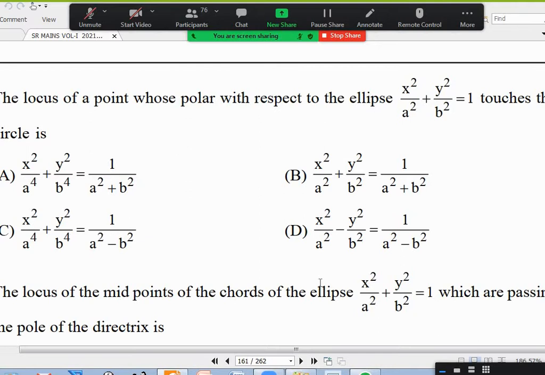Sir, we will take the point as x1, y1 and find the polar, sir. For this to be tangent to the circle, perpendicular distance from center is equal to radius. Yeah, that's it. For a line to be tangent to ellipse, there is a formula. Parabola, there is a formula. But for circle, nothing. From the center, perpendicular distance to the radius.